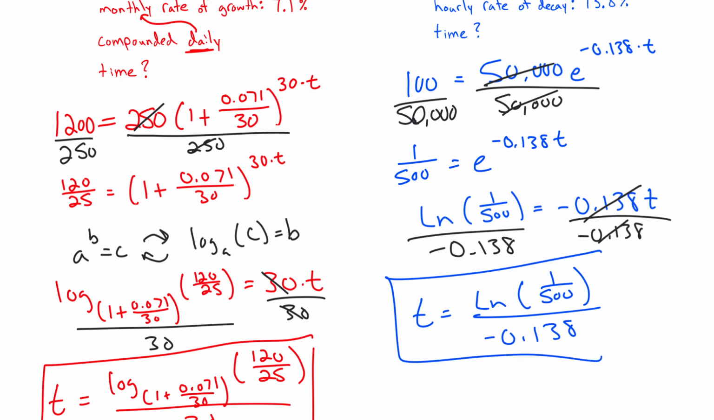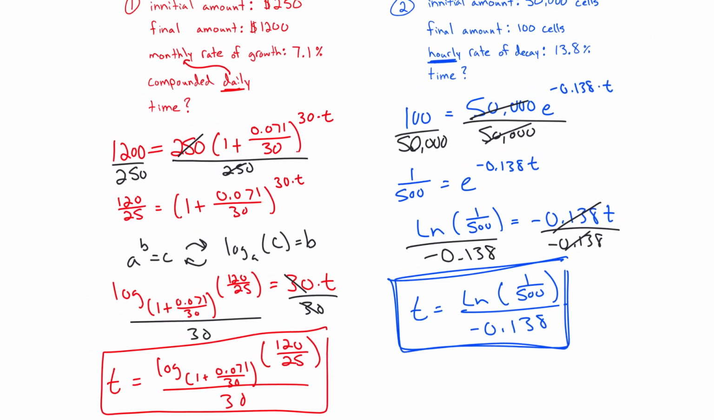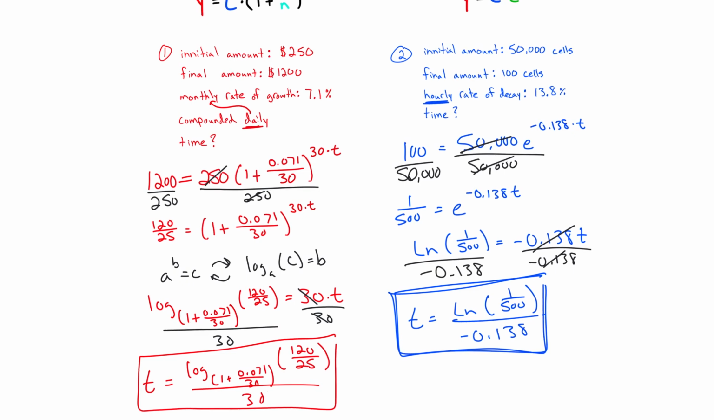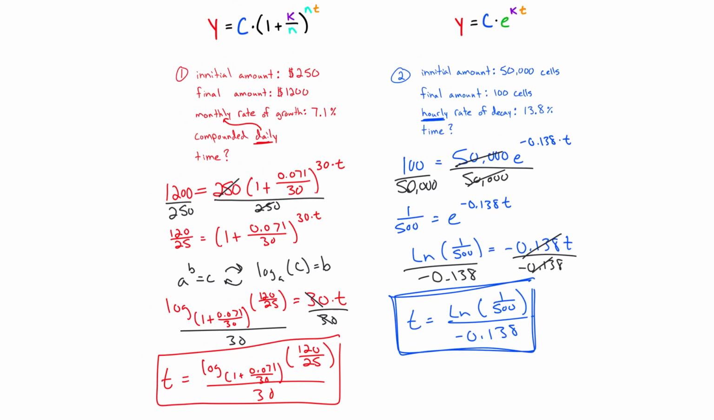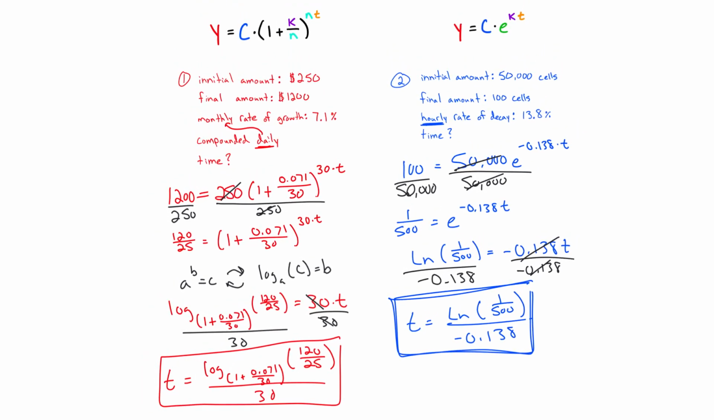That will tell me how long it will take those 50,000 cells to turn into 100 cells. Now, because the rate is in hours, this unit of time would also be in hours. But I'm not expecting you to write this as a sentence. Just give me that answer and we will call it good. This is how we solve for our variable exponents using logarithms.